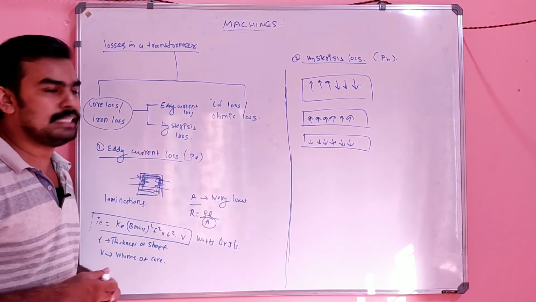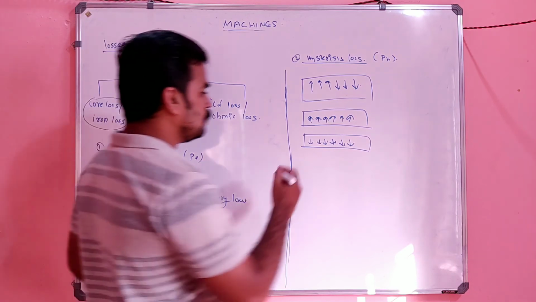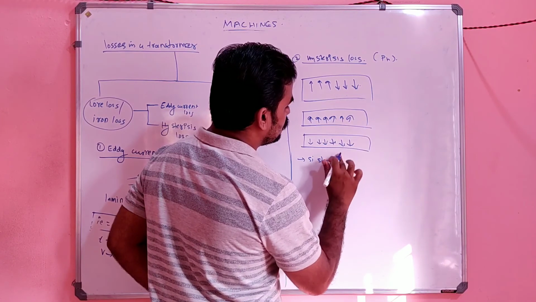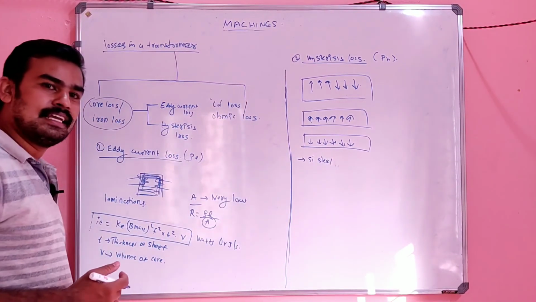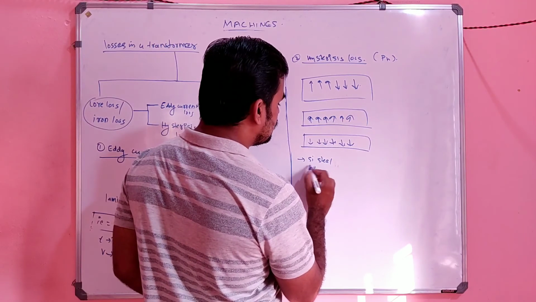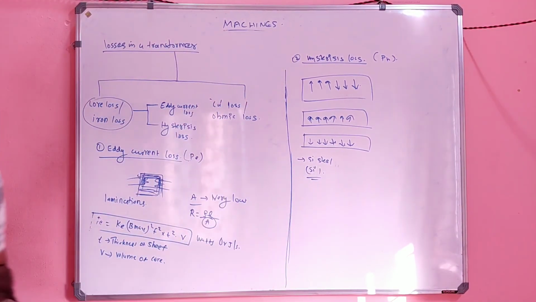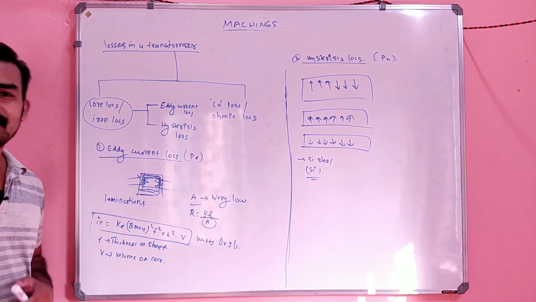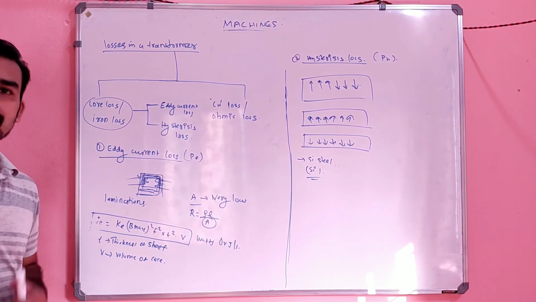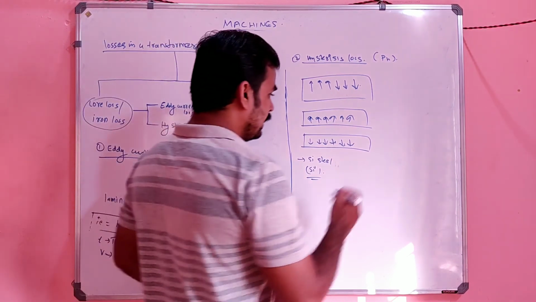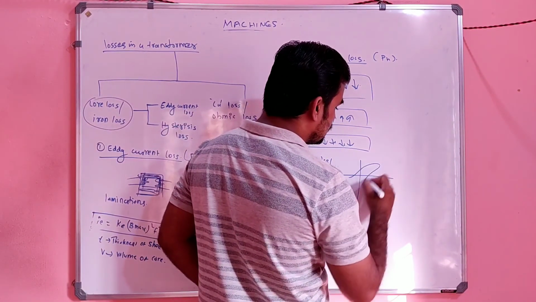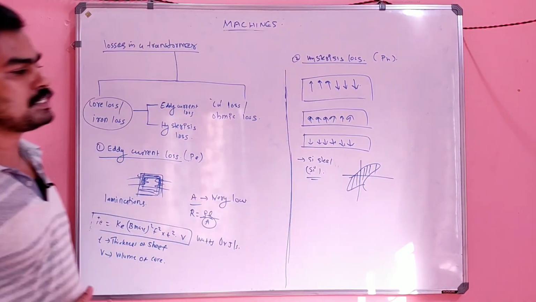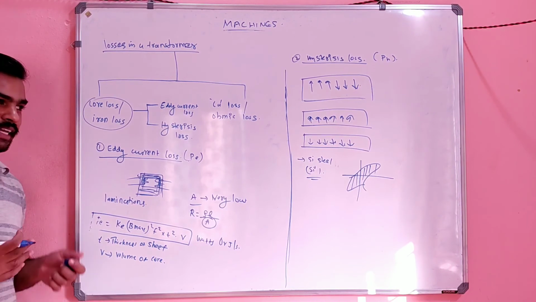So for reducing that hysteresis loss, we are using silicon steel lamination. That means silicon has an excellent property of a good magnetic material. So silicon steel will reduce what? Silicon steel will reduce the hysteresis loss, or in other words, it has a very small BH curve. The area of the BH curve of silicon steel is very low.